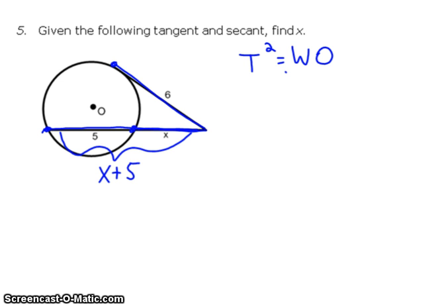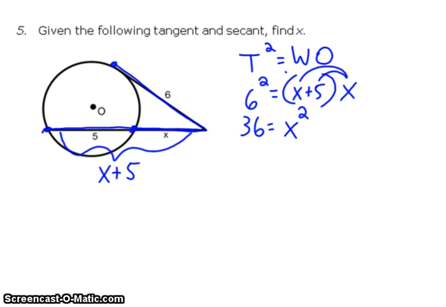Okay, now the tangent is 6 squared. The whole secant is x plus 5, which I should put in parentheses. And the outside of the secant is x. Okay, now you follow your order of operations here. 6 squared is 36. We are going to distribute the x into the parentheses. X times x is x squared. X times 5 is positive 5x.